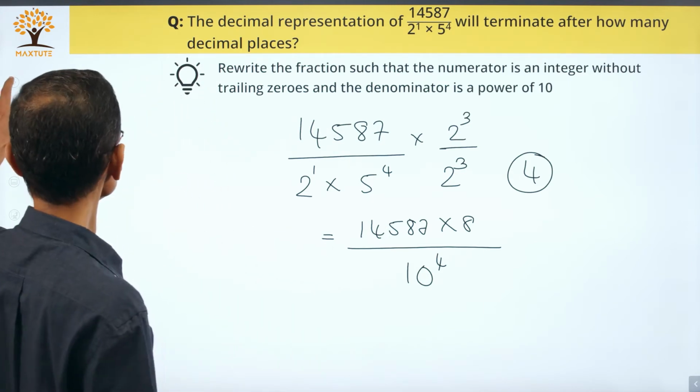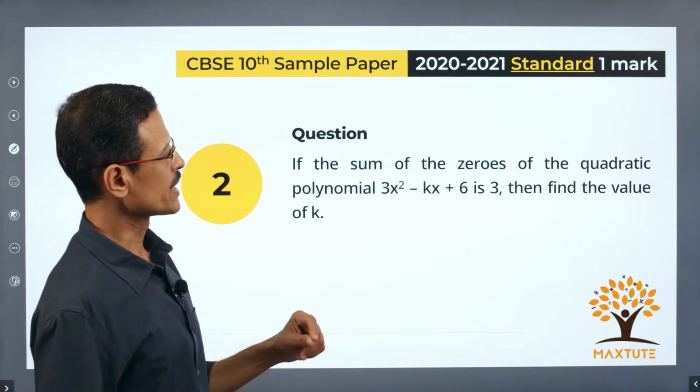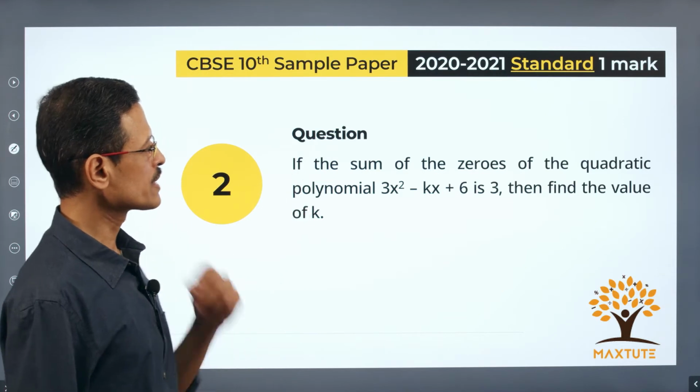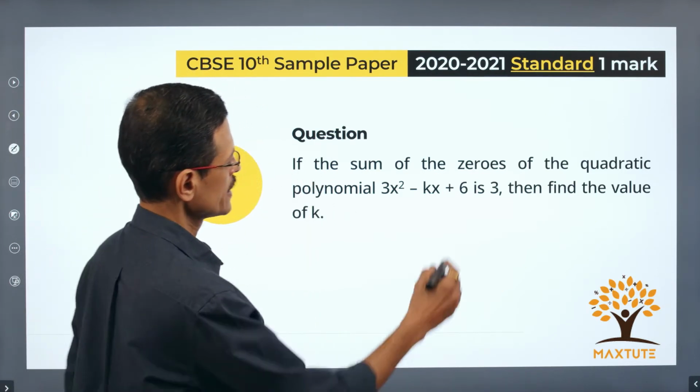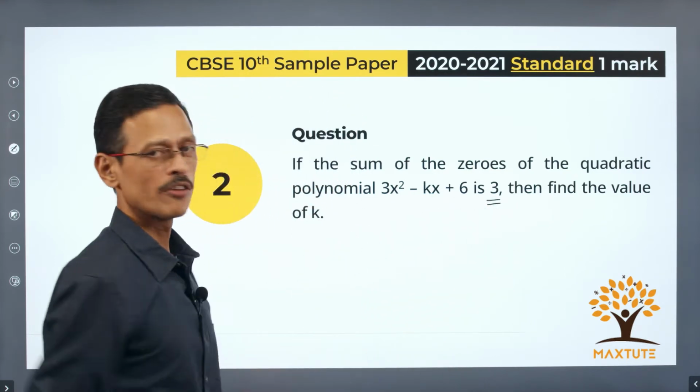Move on to the second question. The sum of the zeros, this is from quadratic equations: the sum of the zeros of the quadratic polynomial 3x square minus kx plus 6 is 3, then find the value of k.